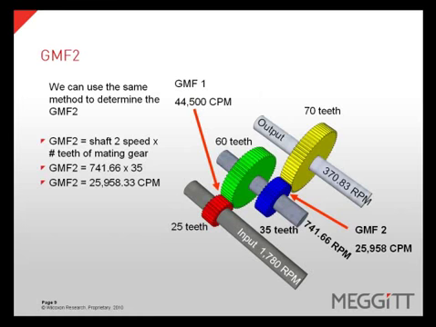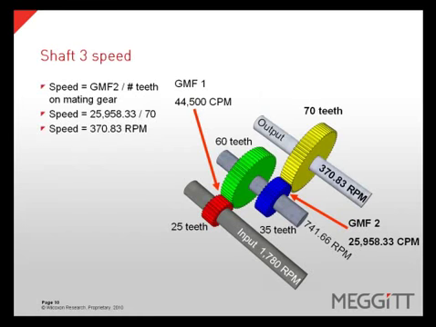We can now use the same method we used previously to determine the gear mesh frequency 2. In our example, we would take our shaft 2 speed, 741.66 RPM, and multiply it by the number of teeth on gear 3, which is 35. This gives us a gear mesh frequency 2 of 25,958.33 CPM.